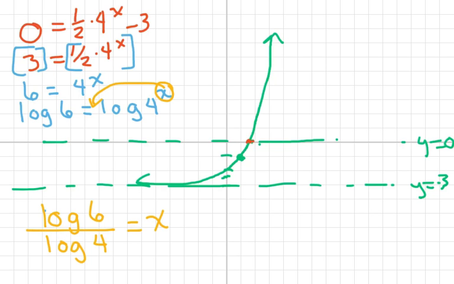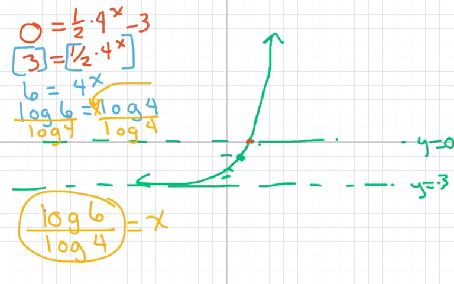So use the power property, you can move the x in front. And then all we're doing is dividing both sides by log of 4. This is base 10 in this case. And then I went ahead and used the calculator, and this number here is 1.29. So when y is 0, this point here, x is 1.29.